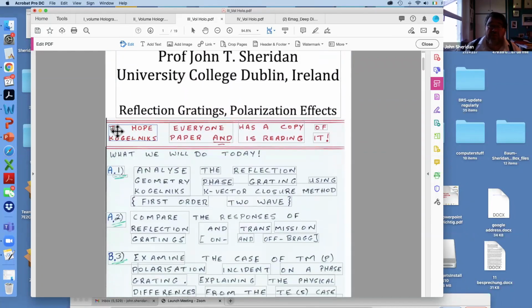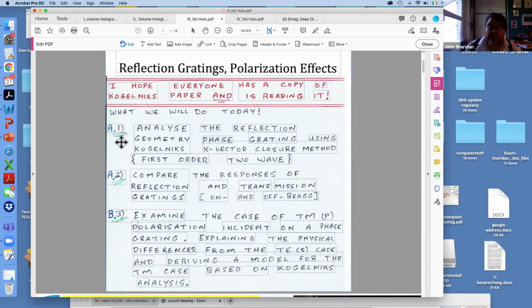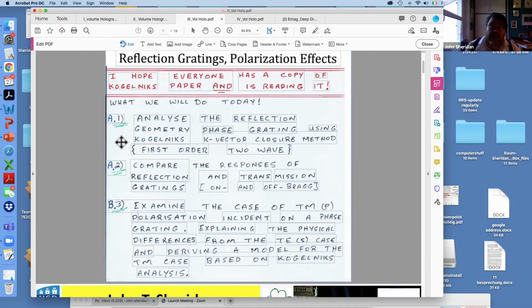So far, we've pretty much concentrated on transmission gratings, and I'm going to spend a little bit more time looking at reflection gratings, phase gratings, using Kogelnik's K-vector closure method. So first order, two wave. I'm going to compare the responses of reflection and transmission gratings on and off Bragg. I've already mentioned some of these. I prepared the ground here, hopefully, so I'm not taking too big of a leap.